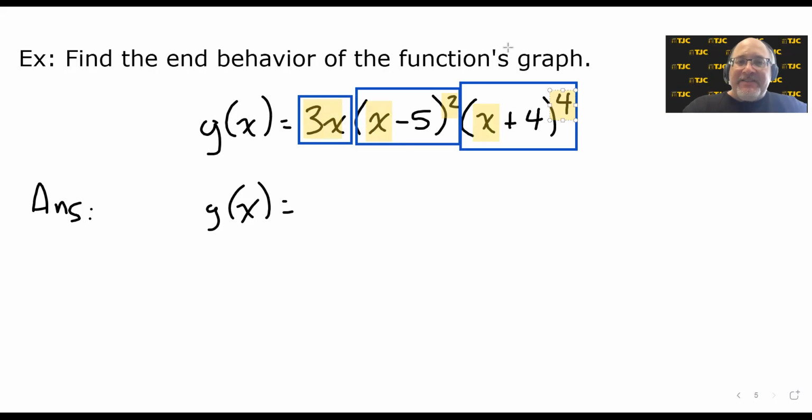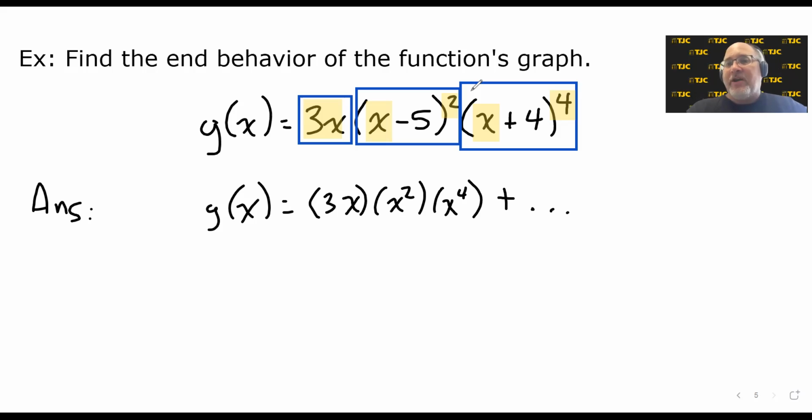So this means that our function will start with the answer to 3x times x squared times x to the fourth. And I would be remiss if I didn't put plus dot, dot, dot, because there is more stuff out there we're just not representing. If I don't put that, then I'm saying this is the only term in the function, which is not. So plus more stuff that I don't know, nor do I need to know. I just have to multiply all these things out.